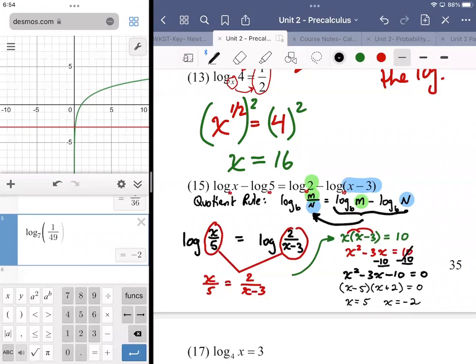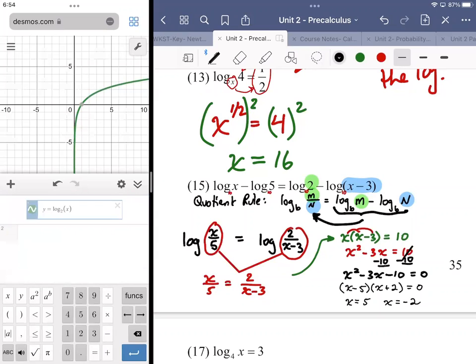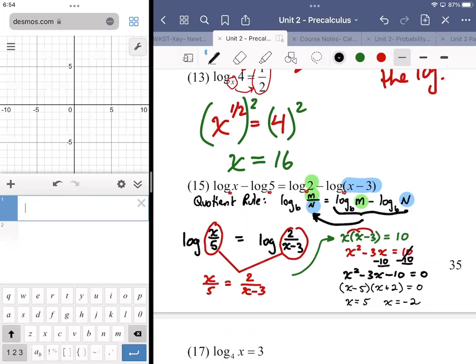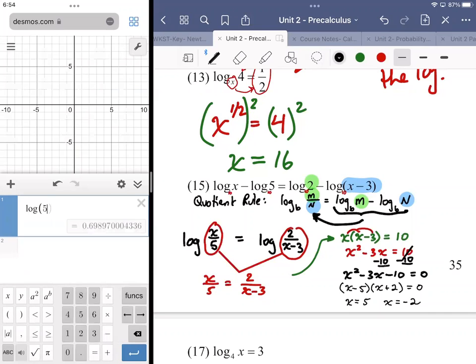We have the common log of x. We've got to see if the number 5 and the number negative 2 would make sense in each logarithm. Anywhere there's an x, we have to plug in these numbers and make sure that they give us a defined value, right? So I'll take first the 5. It's a common log, so I could just type in log of 5. It gives me a number. Doesn't matter what the number is as long as it gives me a number.